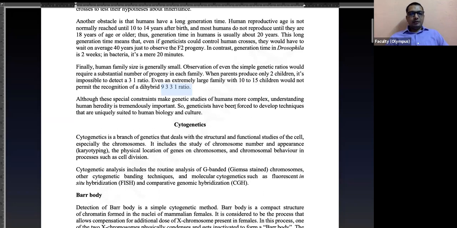Okay, so geneticists have been forced to develop techniques that are uniquely suited to human biology and human culture. So we have to work around these problems, and one such very popular and traditional method related to human genetics is cytogenetics. So let's start learning about cytogenetics.